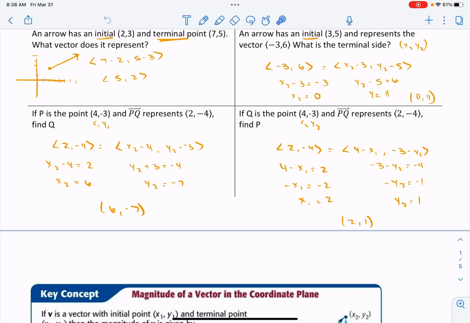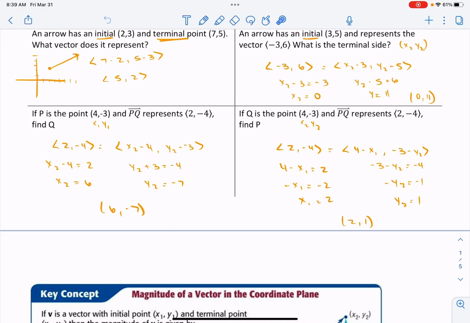So remember, head minus tail. So we're going to set the vector equal to <x2 minus 4, which is the head minus the tail, y2 minus negative 3>. And we're going to set each corresponding part to what it's supposed to equal. So x2 minus 4 is equal to 2. We'll solve, which gives us 6. y2 plus 3 is equal to -4. That gives us -7. And that's our terminal point. It's at (6, -7). And notice these are parentheses because this is a point.